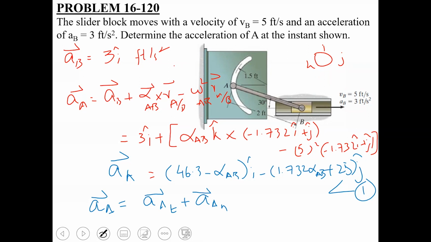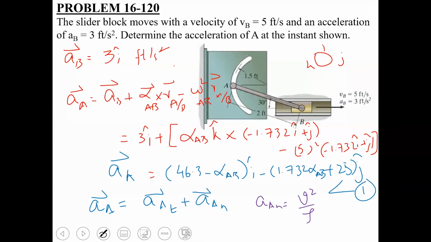Okay, so what about the normal component of acceleration? What should be its magnitude? अगर मैं AAN की बात करूं, the normal component would have a magnitude of, बता सकते हैं? कुछ chapter 12 को रिवाइज करें, रिफ्रेश करें. So the normal component would have a magnitude of v square over rho या v square over r.